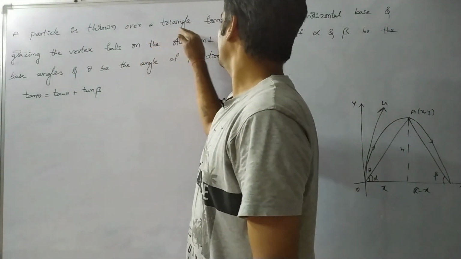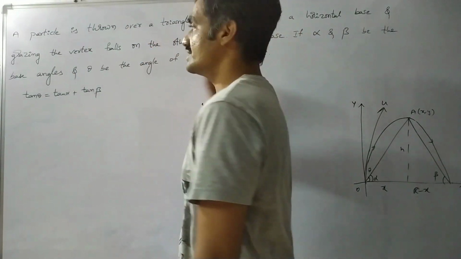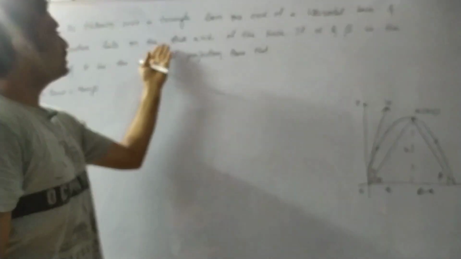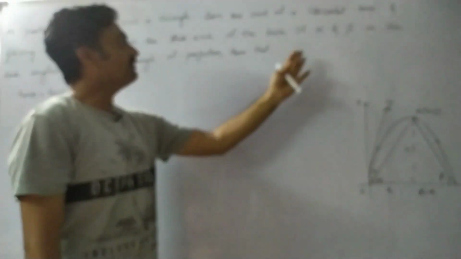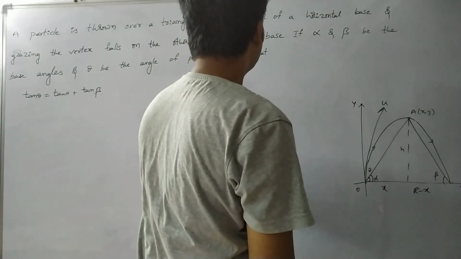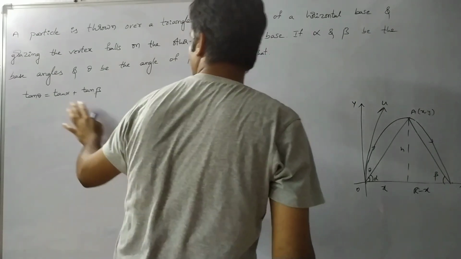The next problem is: a particle is thrown over a triangle from one end of the horizontal base and, grazing the vertex, falls on the other end of the base. If alpha and beta are the base angles and theta is the angle of projection, then we have to prove that tan theta equals tan alpha plus tan beta.